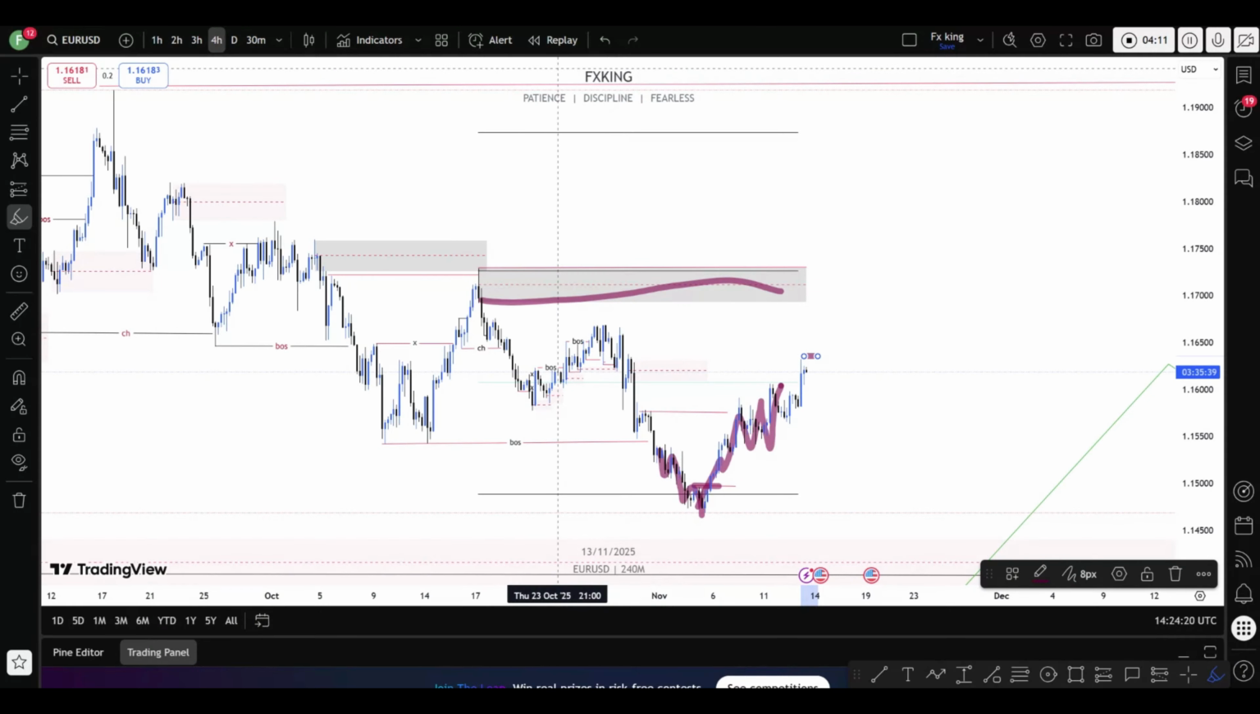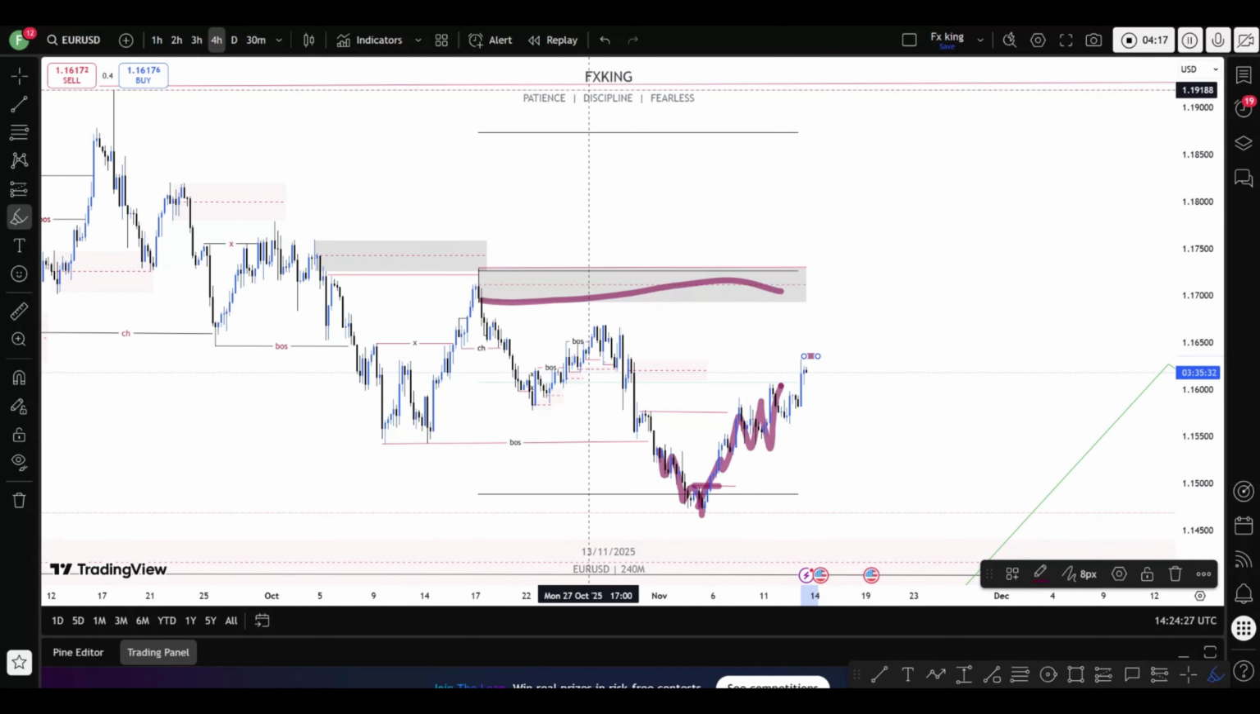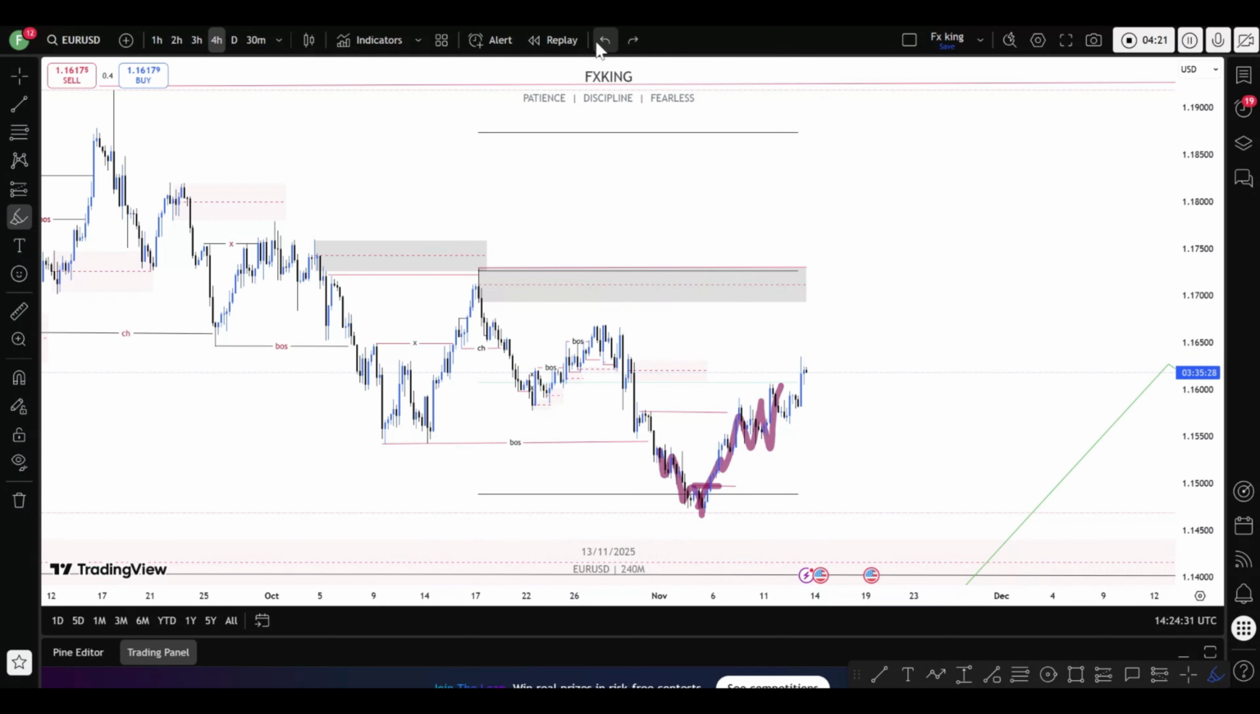Now, let's take a look at it again and see what we can see in this structure here. Let's go down to a smaller time frame and look at that internal structure and see how we can trade that.